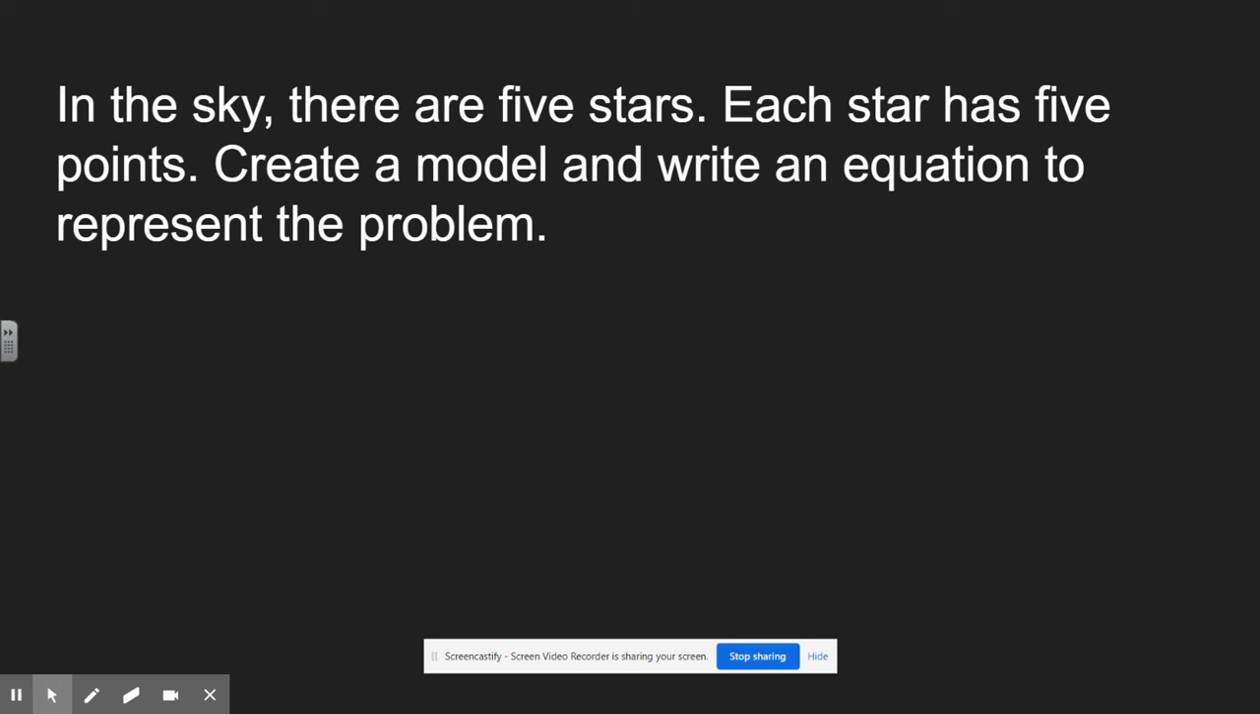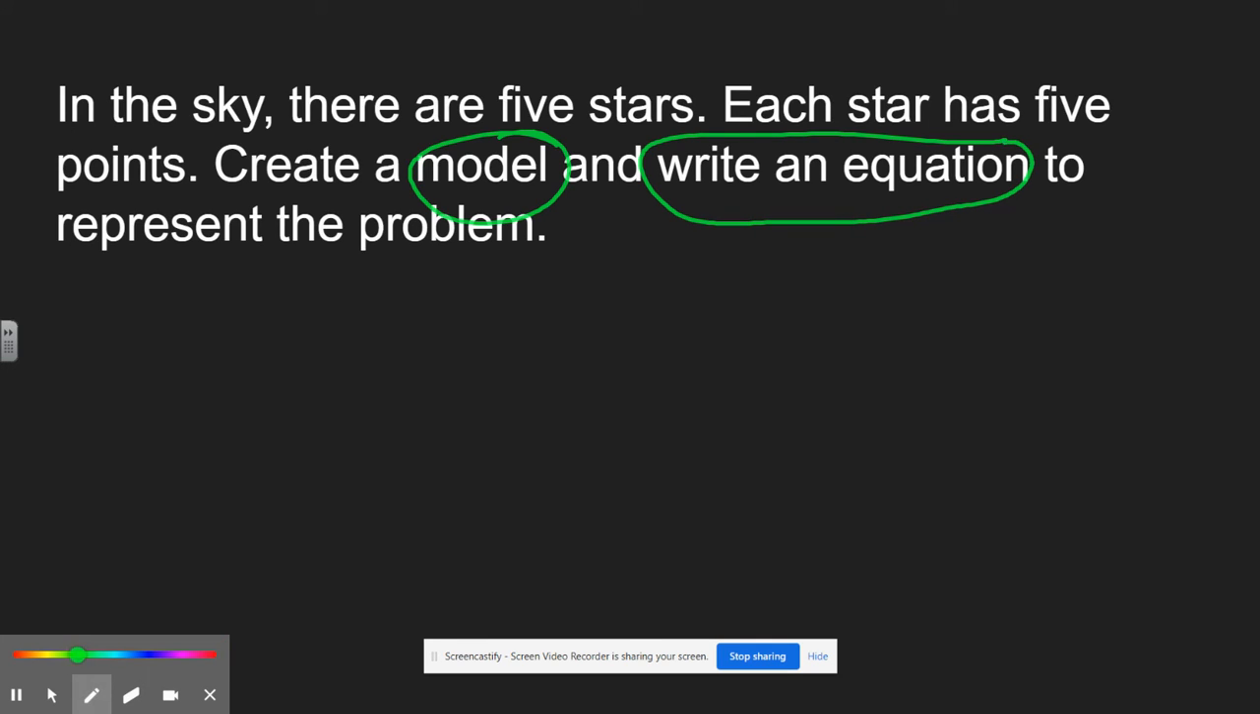Here is a story problem. In the sky, there are 5 stars. Each star has 5 points. Create a model and write an equation to represent the problem. So they're not asking us to fully solve the problem. They first want us to make a model, and then write an equation. So let's do that first. We're going to make a model first.